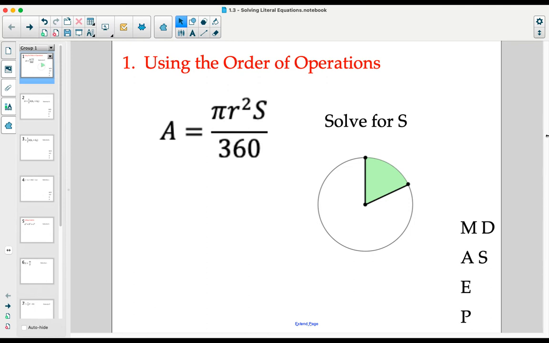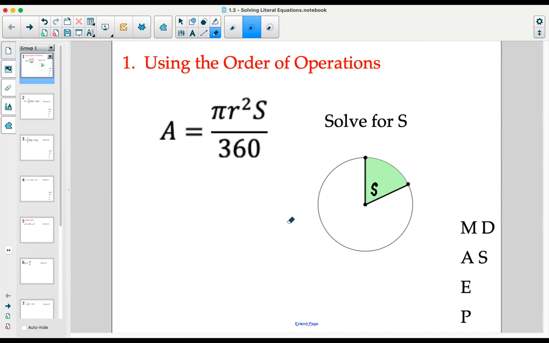We will use the order of operations in reverse, inverting all of the steps along the way to isolate the desired variable. This first equation is the equation for finding the area of a sector of a circle. In this situation, we are looking to solve for capital S, which is a representation for the area taken up here, specifically the measurement of that angle. That angle allows us to figure out the area of the sector of the circle.